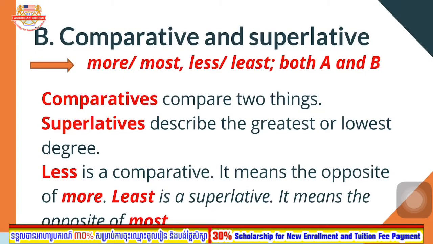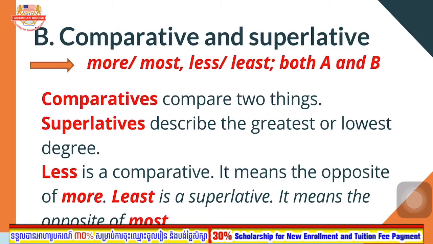Part B, comparative and superlative. So you know already, right? When we compare something, comparative is used to compare two things. And superlative we use to describe the greatest or lowest degree of some things.